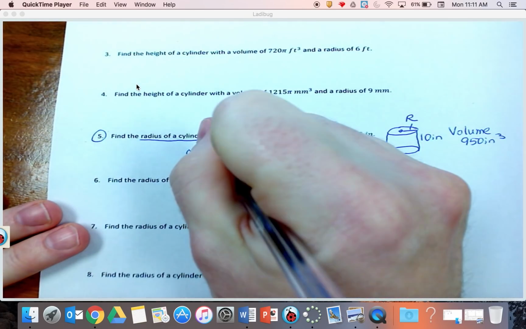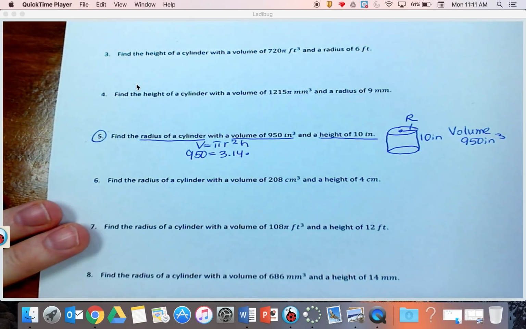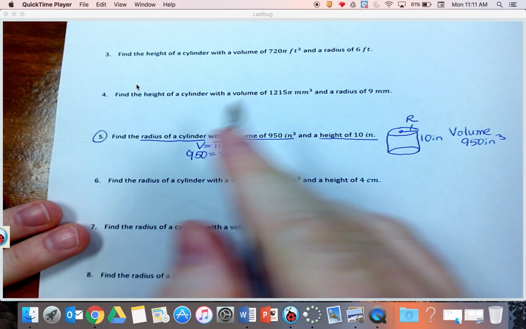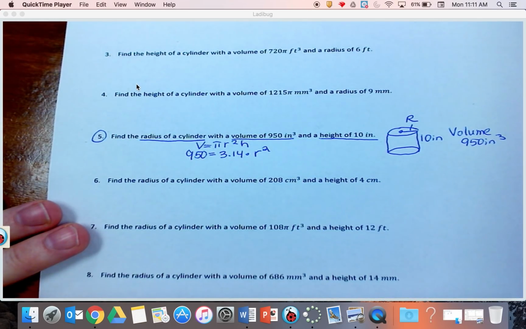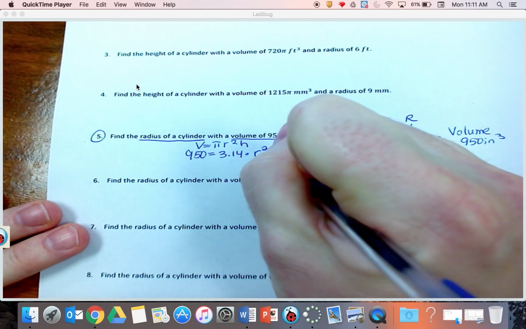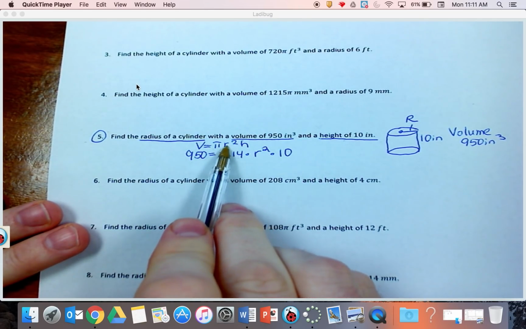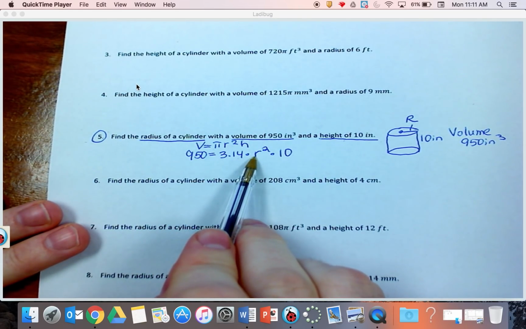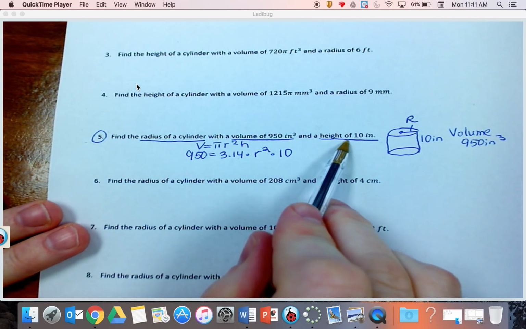Pi is always going to be 3.14. The radius, I'm not sure what it is because that's what I'm trying to find. So I'm going to leave it as r squared. The height is going to be 10. So I've replaced pi with 3.14. The r squared, I don't know what that is, so I leave it as r squared. The h, which is my height, is given to me as 10.